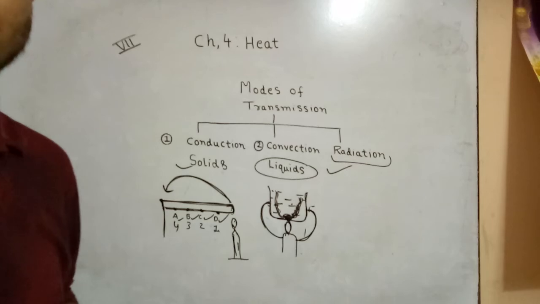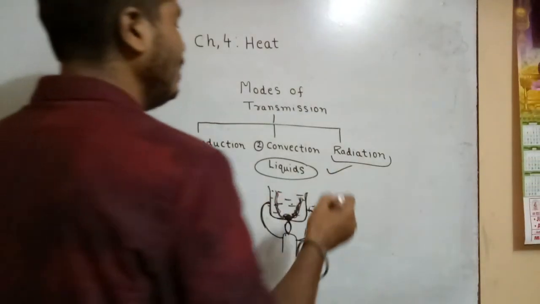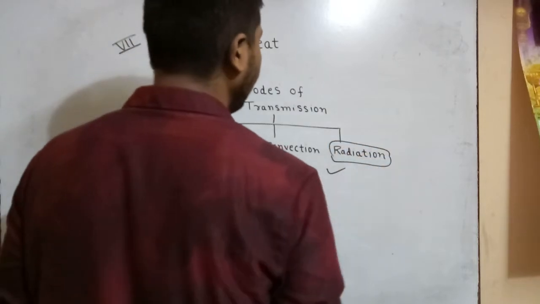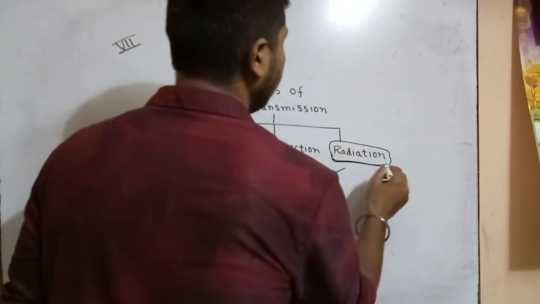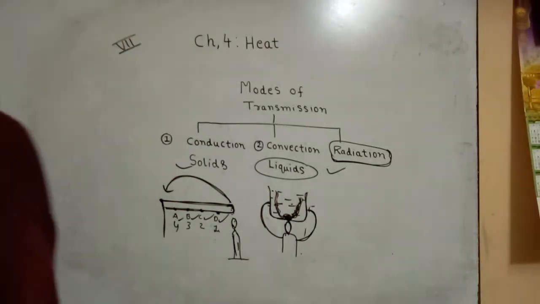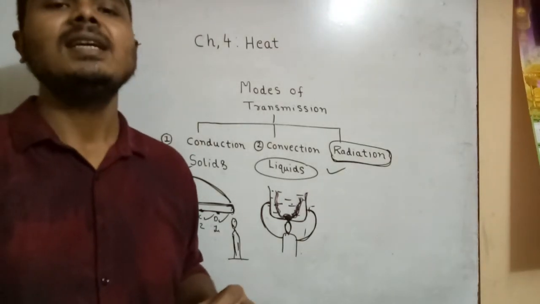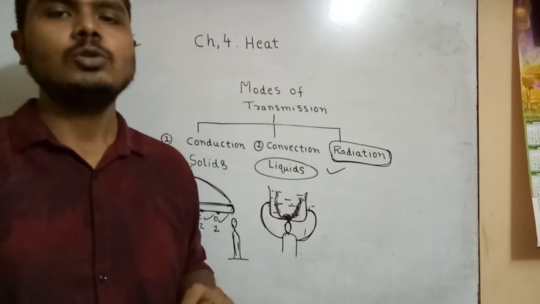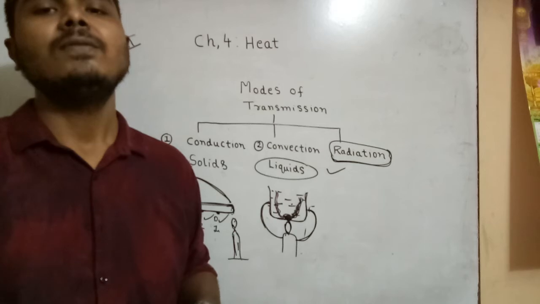Now moving to the third one, that is radiation. What happens during radiation? Radiation is a mode of transmission of heat where no medium is required. For example, the sun's rays reach the atmosphere and the earth's surface. The sun is at a very far distance.